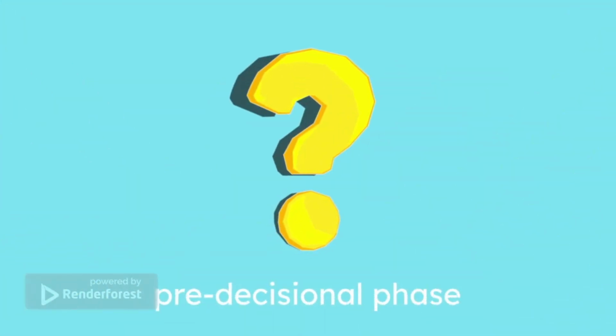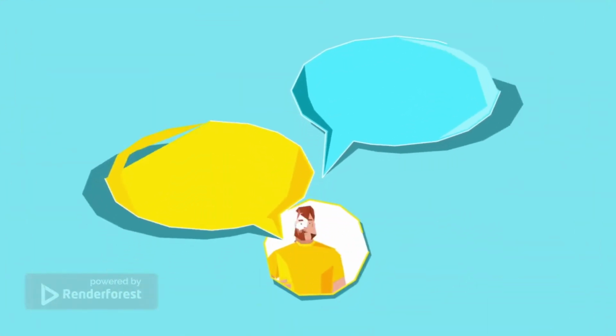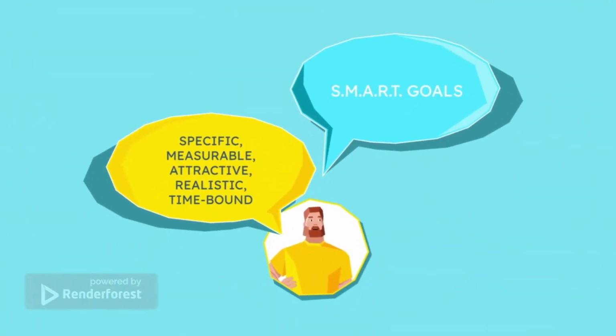Pre-decisional phase. We have already learned that during the pre-decisional phase you must make up your mind about what goal you want to strive for next. But goals are often formulated too vaguely. Here the acronym SMART can help you to keep the most important characteristics of a well-formulated goal in mind. SMART stands for specific, measurable, attractive, realistic, and time-bound.